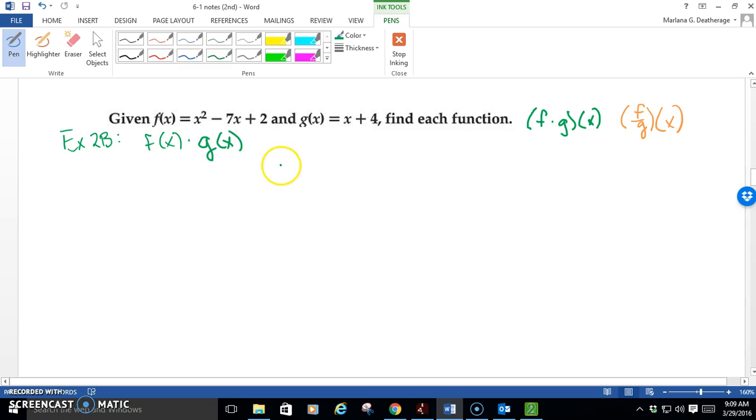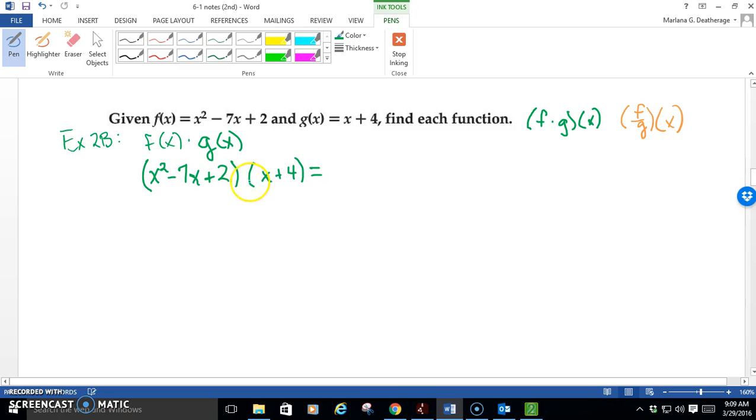Alright, so f of x is x squared minus 7x plus 2. So we have x squared minus 7x plus 2, and I put that in parentheses because we're multiplying. And then g of x is x plus 4. So we're multiplying these two together, which means we've got to distribute. We've got to multiply x squared times x and 4, negative 7x times x and 4, and 2 times x and 4. So you've got to be careful.